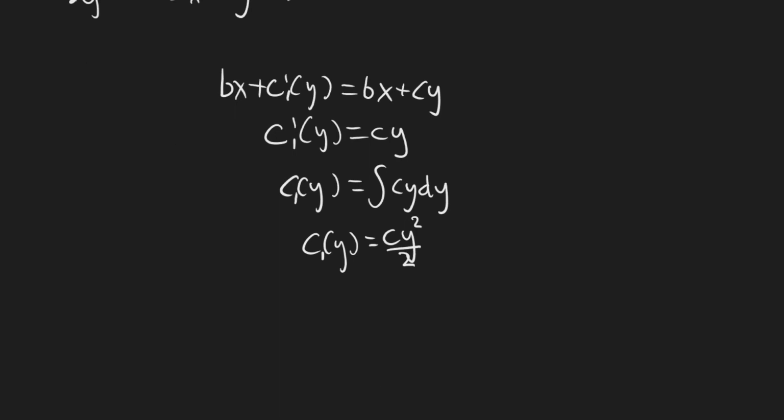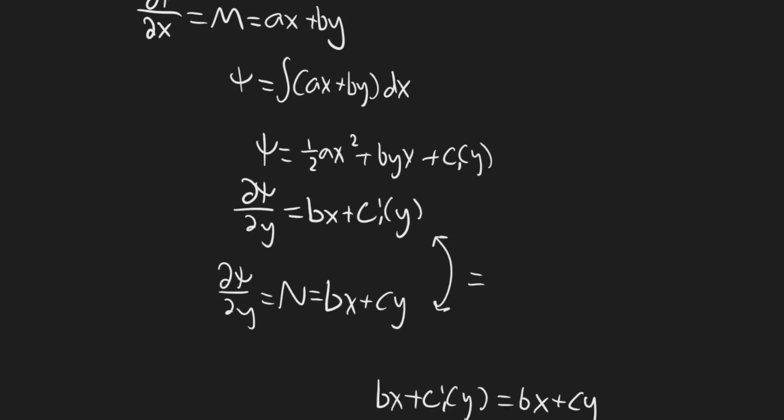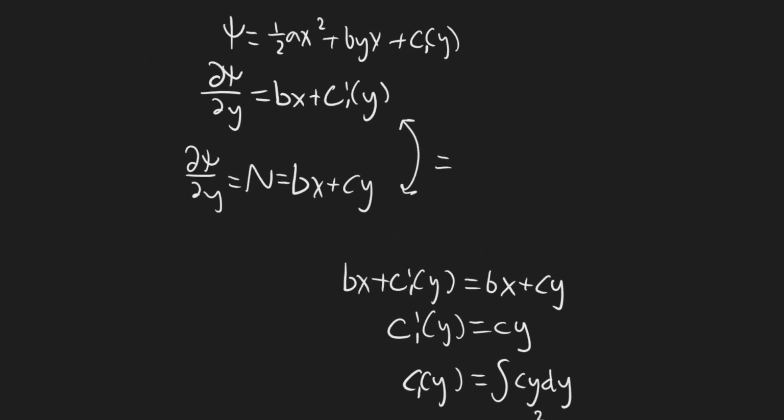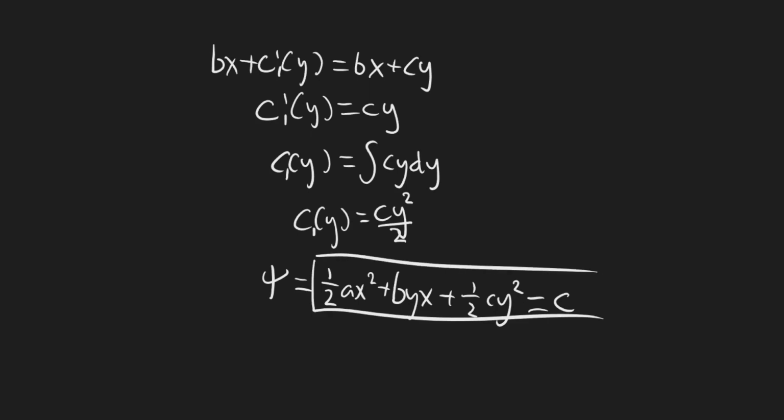Okay, but we found the answer basically. We know what the unknown constant is, and we know what psi is. So 1/2 ax squared plus byx plus 1/2 cy squared equals any type of constant that we might have run into during integration. And so then 1/2 ax squared plus byx plus 1/2 cy squared equals c is our final answer.